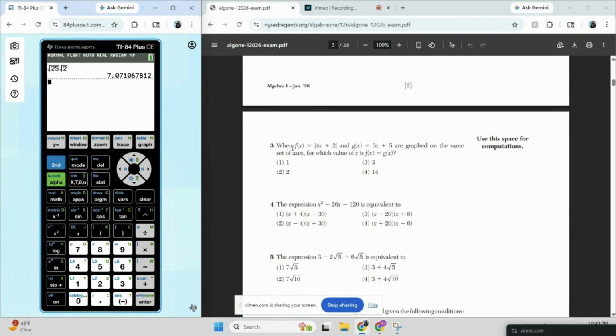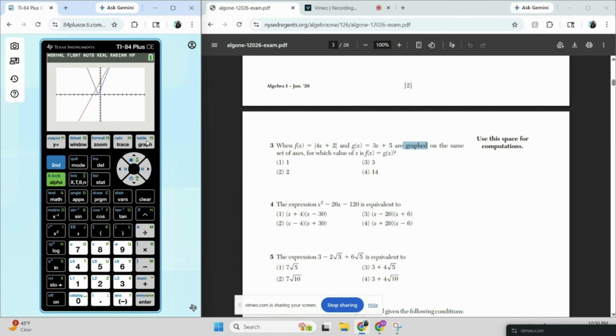Question 3. When f is graphed and g is graphed, where are they equal? Now, I may not even understand what this means. Then what I'm hoping is they see the word graphed and they go into their calculator and graph this. So I'm going to turn my inequals off just for a second. I want the absolute value of 4x plus 2. So alpha window, absolute value of 4x plus 2. I want 3x plus 5.